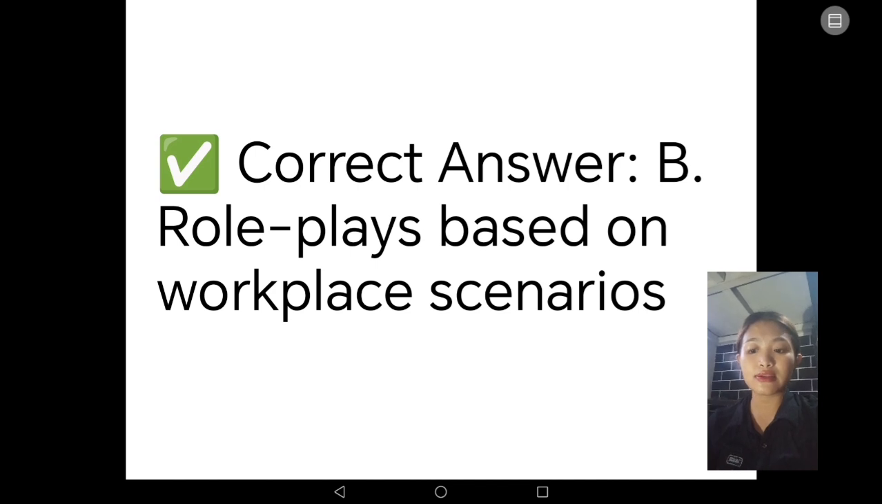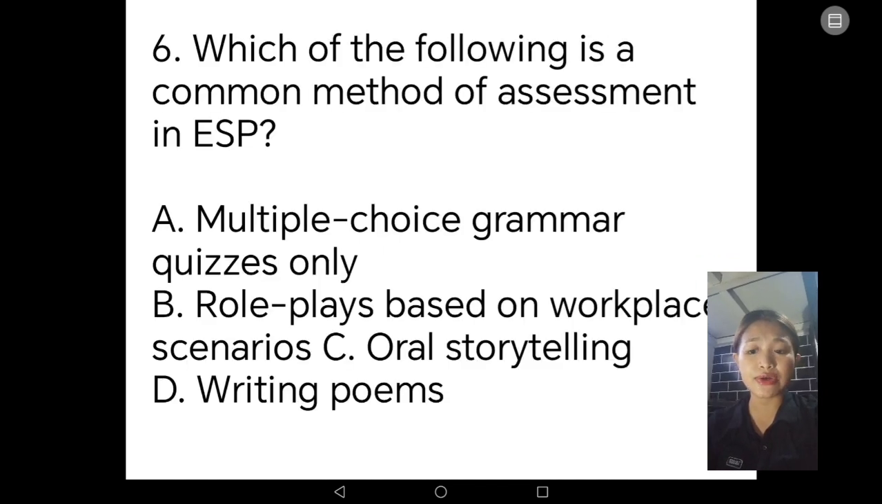Letter A is not the correct answer because grammar quizzes are limited and not task-based. And letter C, storytelling may be used in general English, not for ESP. And D, poetry is unrelated to most ESP contexts because it is more on general English.